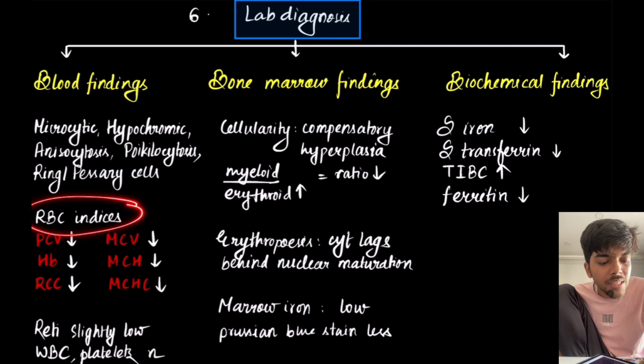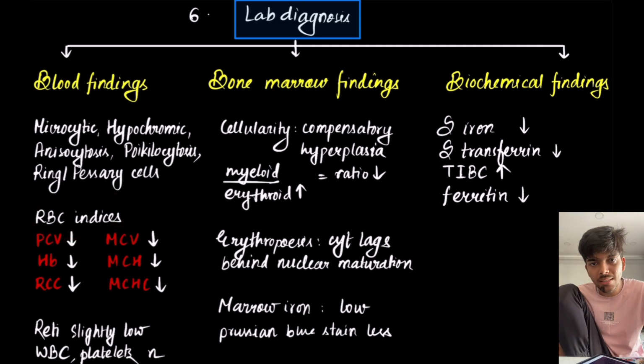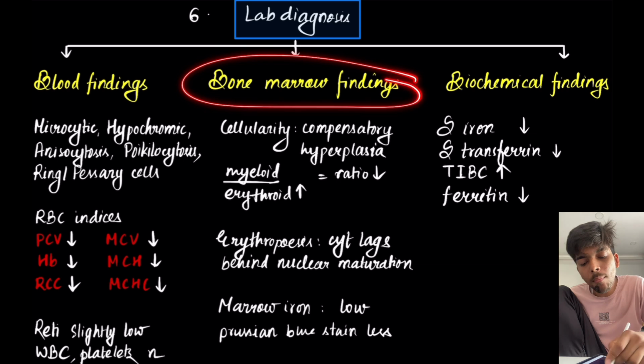Then you have RBC indices. All RBC indices fall down. There is deficiency of iron, so obviously hemoglobin goes down. The mean corpuscular hemoglobin goes down, and the mean corpuscular hemoglobin concentration also goes down. There is decrease in RBC production, so there is decrease in packed cell volume as well as decrease in mean corpuscular volume. Then there is bone marrow finding.